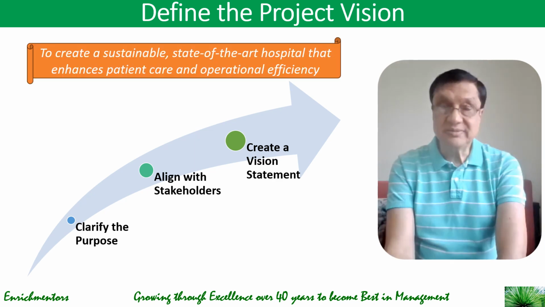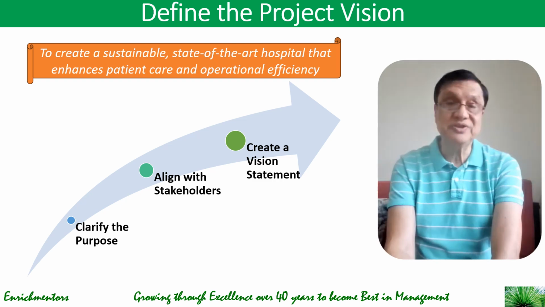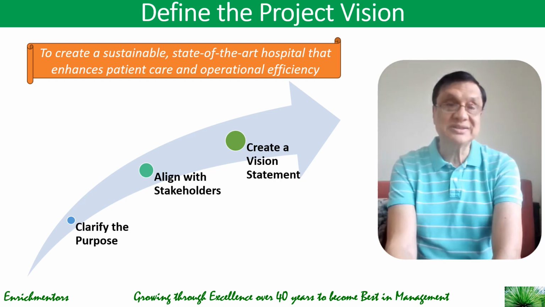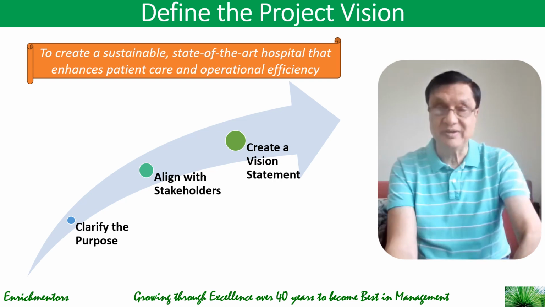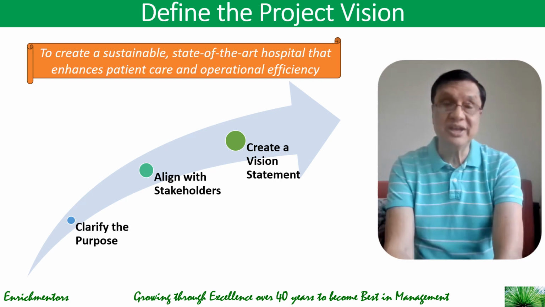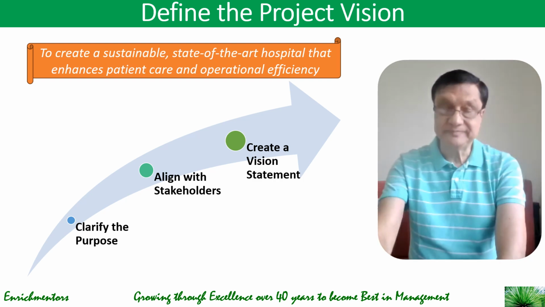An example could be to create a sustainable state-of-the-art hospital that enhances patient care and operational efficiency. Now, in this, see, it is concise. It has just about one sentence with very few words. It is inspirational because we are talking about a state-of-the-art hospital and sustainable, and we are focusing on patient care, right? And it is again focused on the desired outcomes like patient care and operational efficiency. So that's how you can create a vision statement.